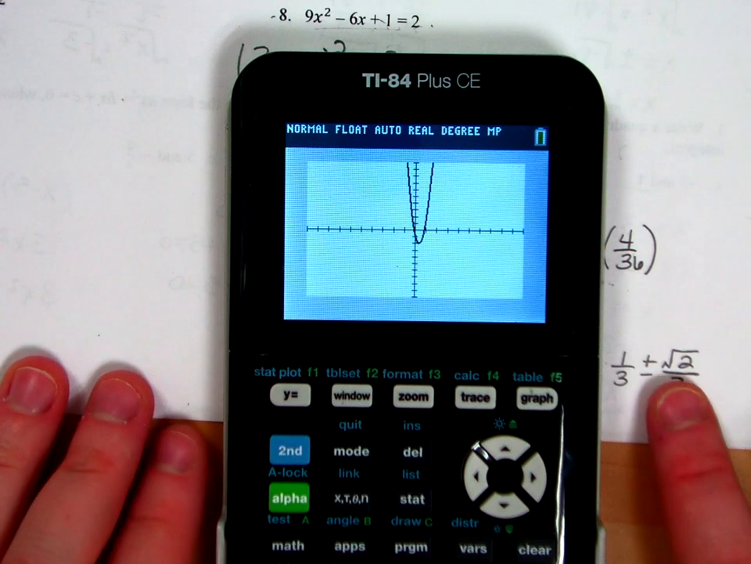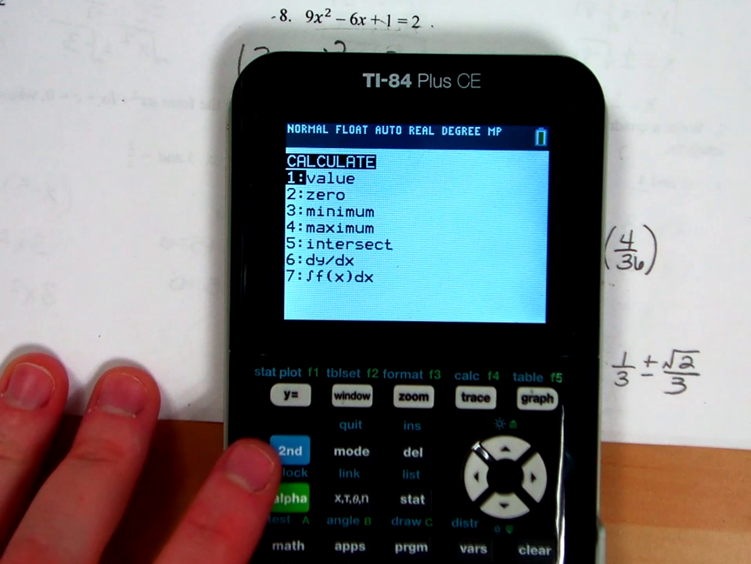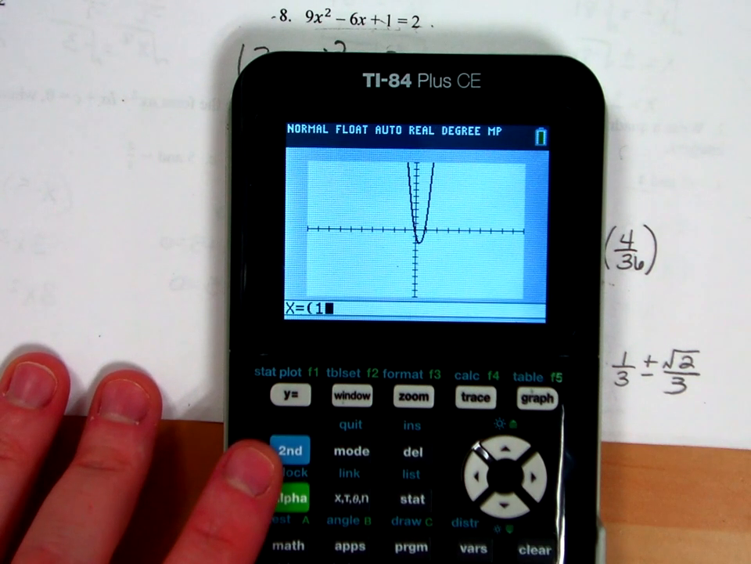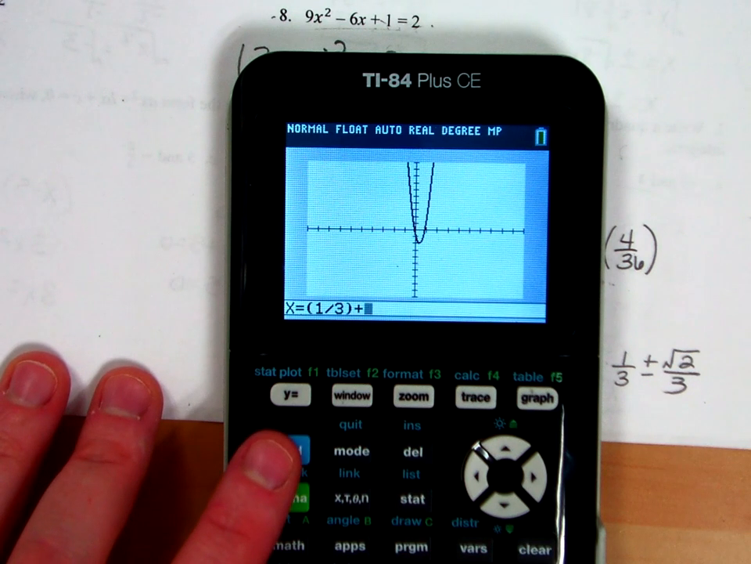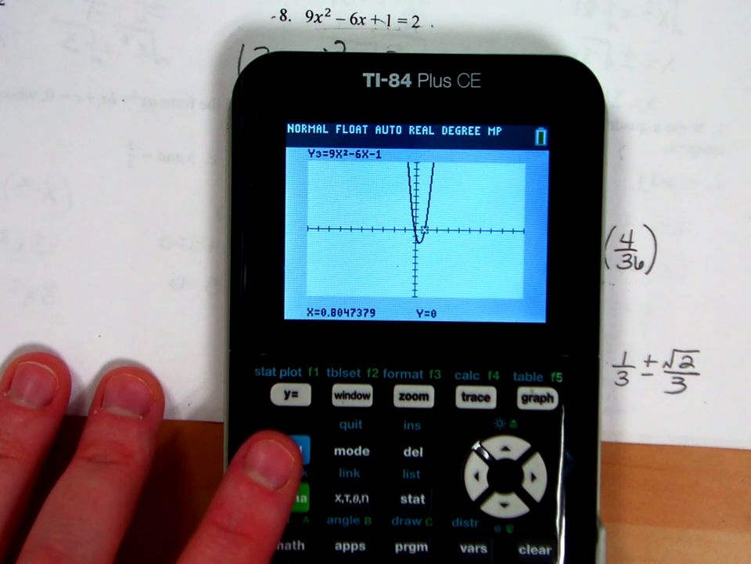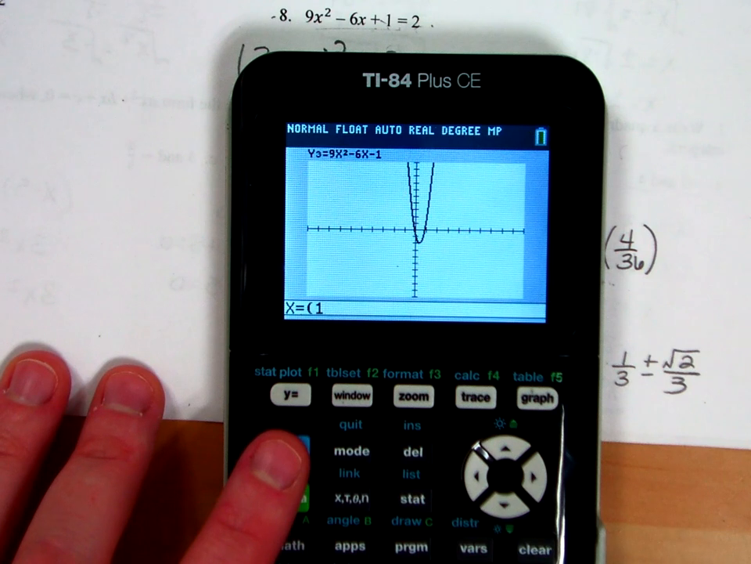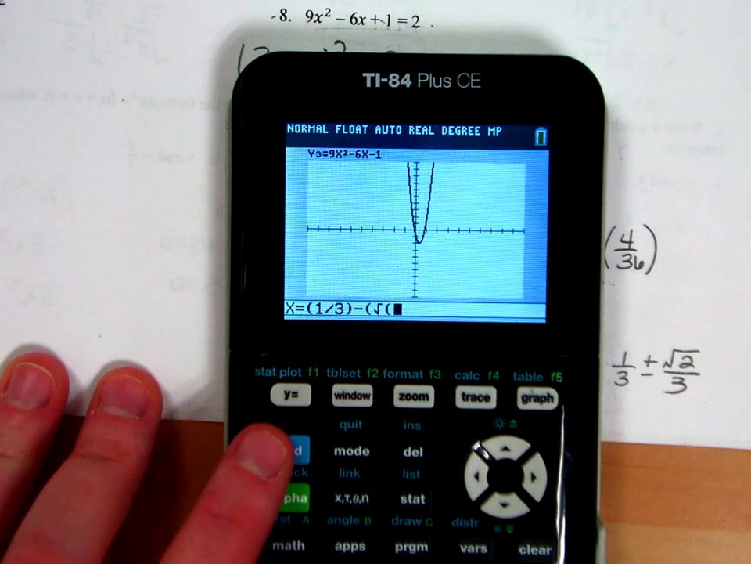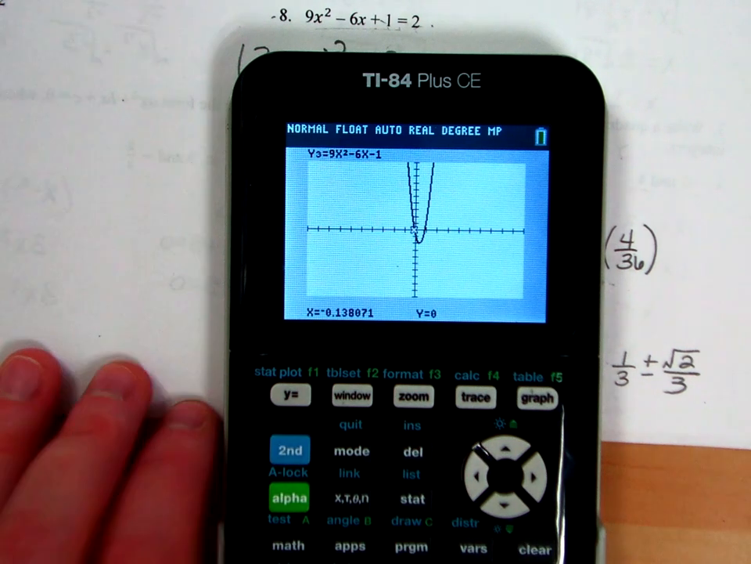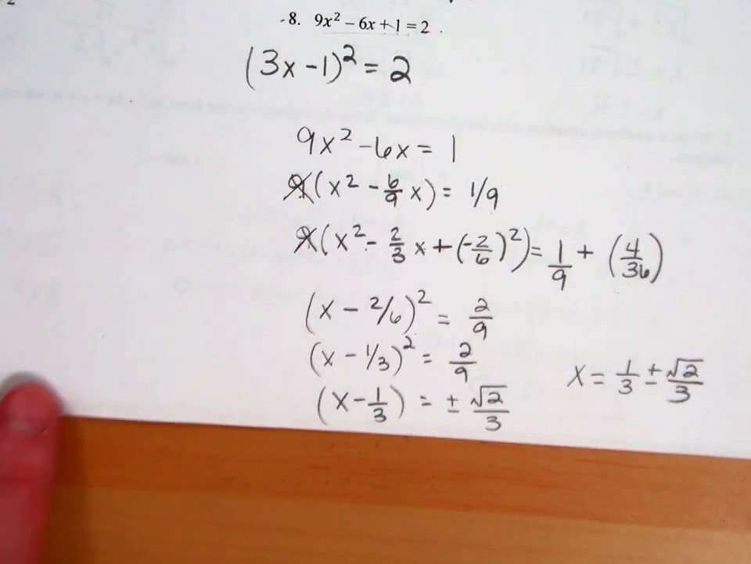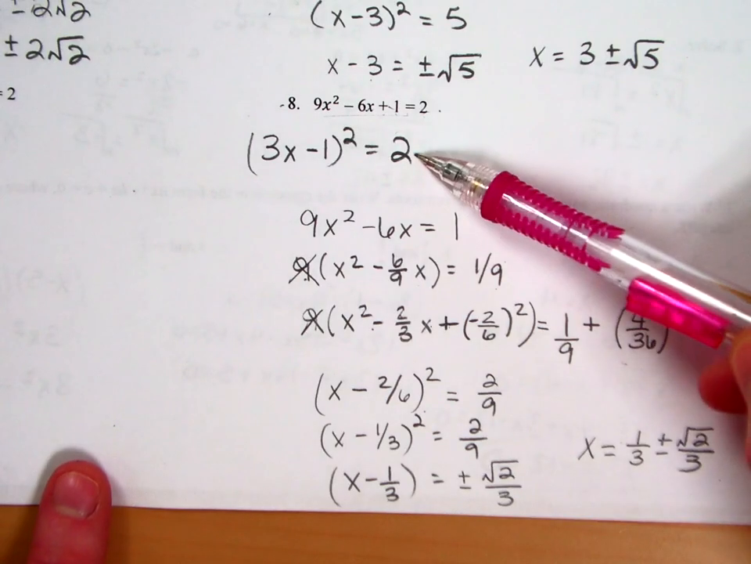And a really easy way to check this is you type in your two solutions, go to second calc, the value, 1 divided by 3 parenthesis, plus parenthesis, second square root 2 parenthesis, divided by 3 parenthesis, enter, gives me 0, which means I know it's a solution. And then if I type it in again, 1 divided by 3 parenthesis, minus parenthesis, second square root 2 parenthesis, divided by 3 parenthesis, enter, 0. So I solved it correctly. This way's way quicker.